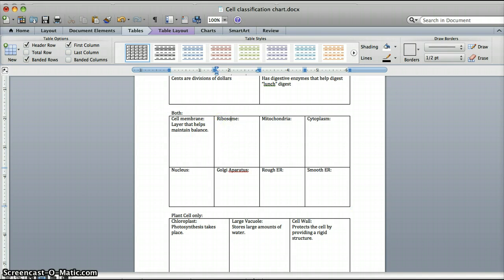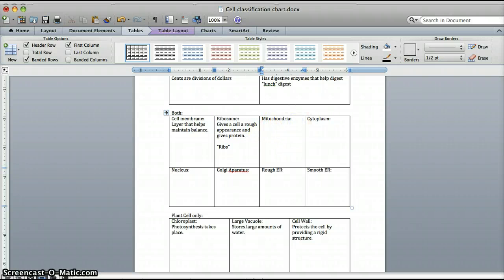Now, ribosomes are actually proteins. Ribosomes give a cell a rough appearance, and it also gives protein. Now, if you think about it, protein is found in meat, and ribs are a type of meat. So ribosomes are proteins, and they give cells a rough appearance.